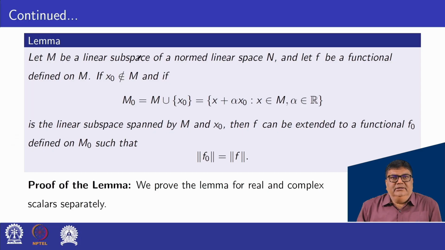Lemma. Let M be a linear subspace of normed linear space N, and let f be a functional defined on M. If x0 is not an element of M, and if M0 equal to the set of all elements x plus alpha x0, such that x belonging to M and alpha real, is the linear span of M and x0, then f can be extended to a functional f0 defined on M0, such that norm f0 is equal to norm f. So, proof of the lemma.